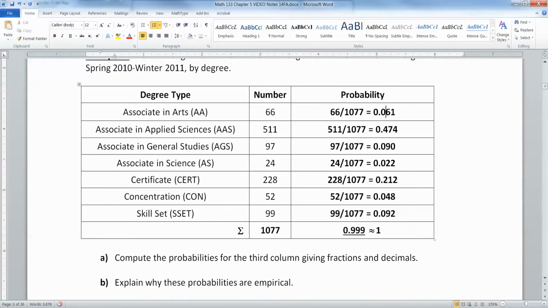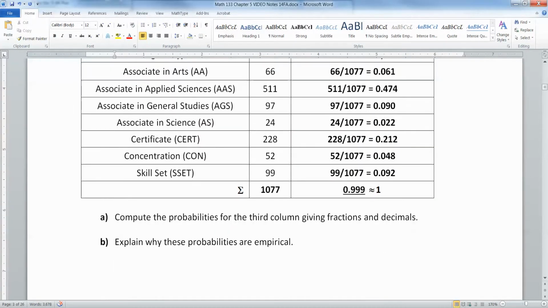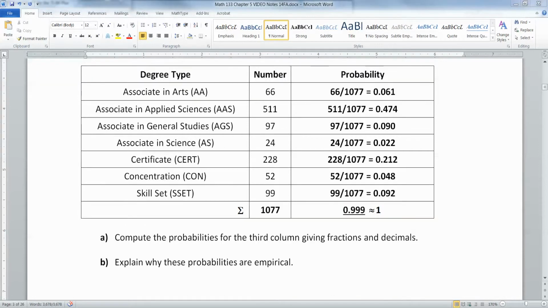All right, so we have all the rounded probabilities. Everything's good. Explain why these are empirical probabilities. Well, they're empirical because the numbers come from actual data from the college, right? None of it was hypothetical. Hypothetical is the later probability we're about to learn. So when we don't have data, it's all kind of set up as a hypothetical. We don't have that. We have real data, and that means that it's empirical.